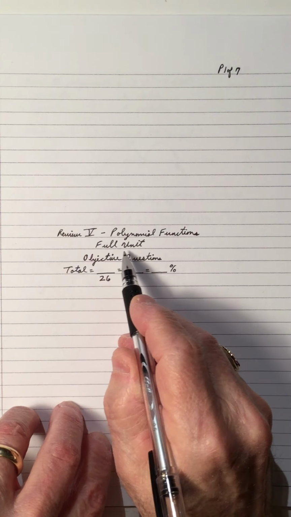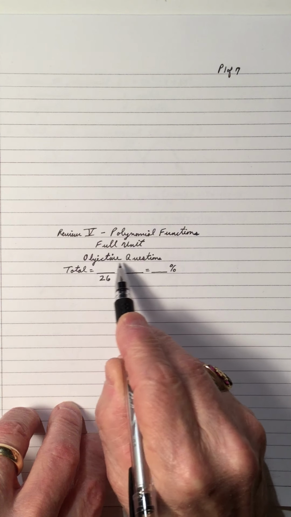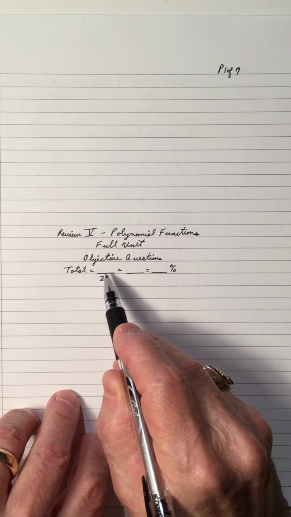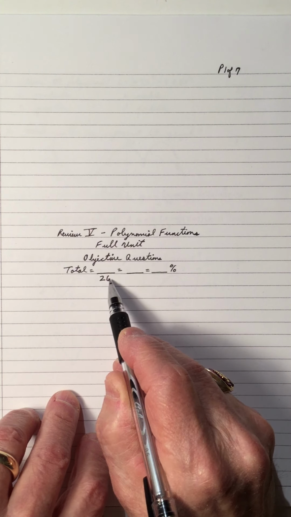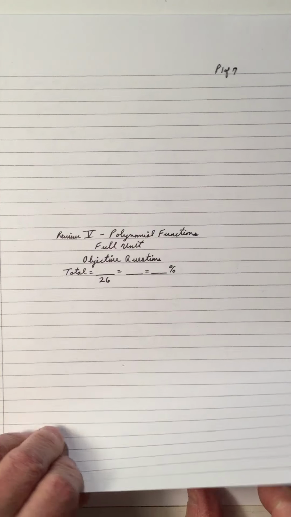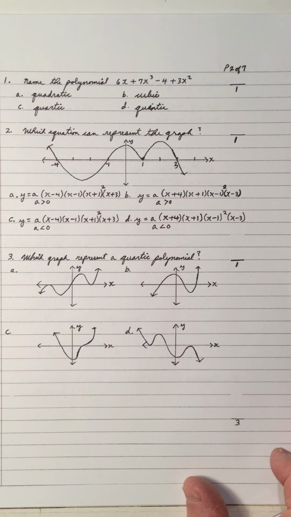This is a review of the full unit, but these questions are going to be objective questions, that is a single answer. The total of this review is out of 26 if you score each question correct. You total up each page, get your mark out of 26, and convert it to percent. Here we go, total review.